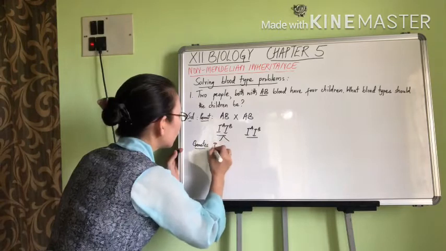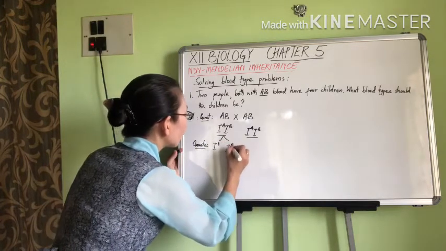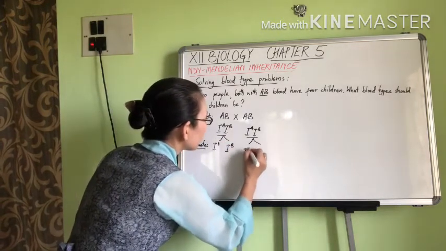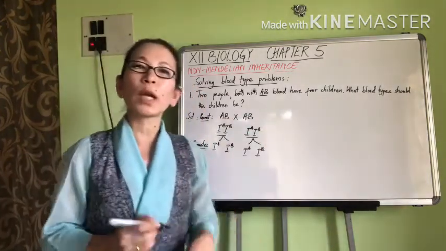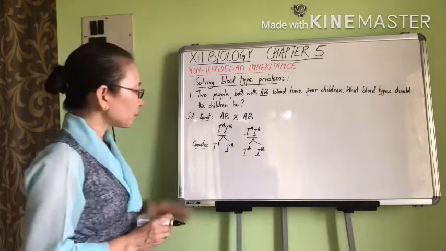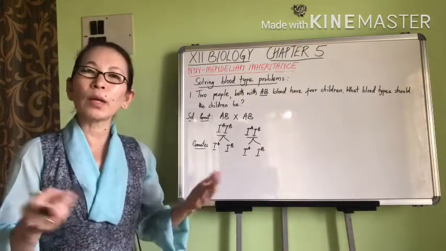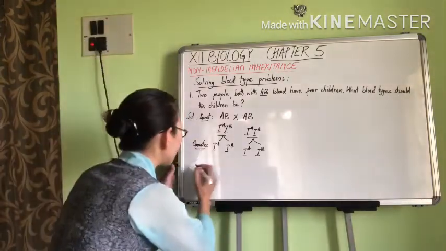So, 2 different gametes from each parent. And now we can predict the genotypes and the phenotypes of the next generation by using a Punnett Square. So let's use the Punnett Square.